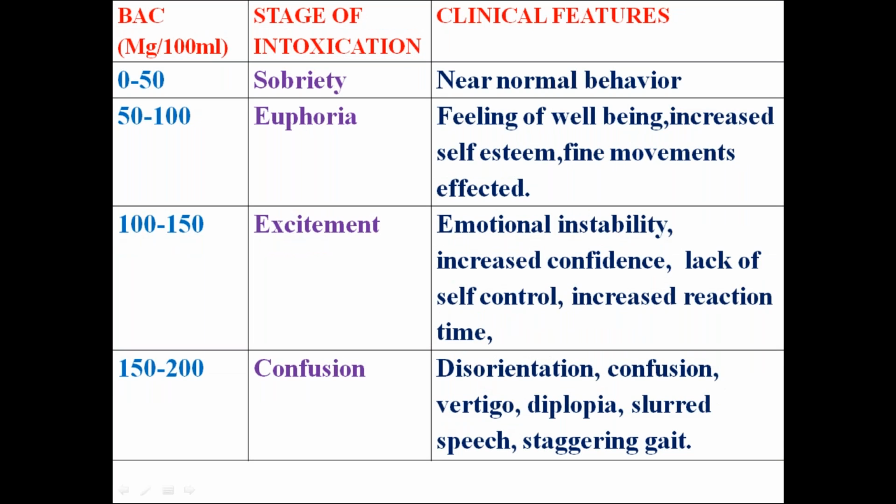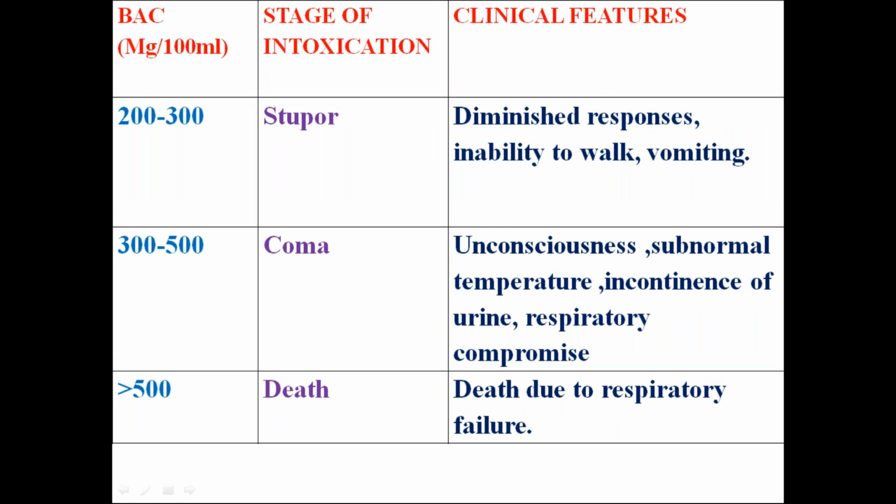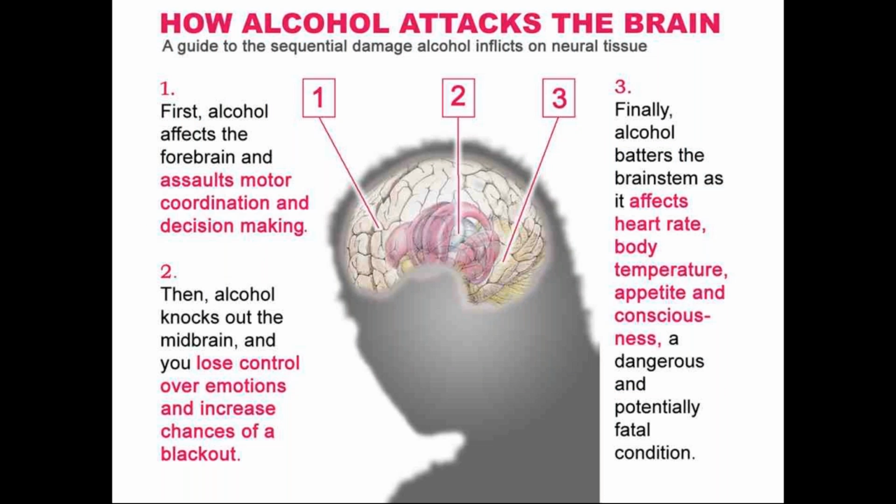And then sobriety, we know that it is a normal behavior. Euphoria, it is a sense of well-being, self-esteem will be increased. Excitation, he will lose control, he will be emotional, his confidence levels will increase, and his reaction time will be increased. Very important. Confusion, the slurred speech and staggering gait. Stage of stupor, the patient will be unable to walk and he can have diminished response. And then stage of coma, the person will have incontinence of urine, there can be temperature decrease, he will be unconscious, and then stage of death is due to respiratory failure.